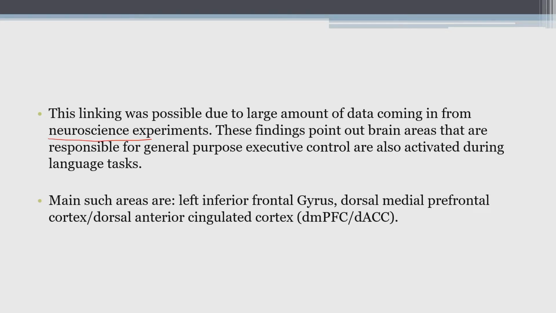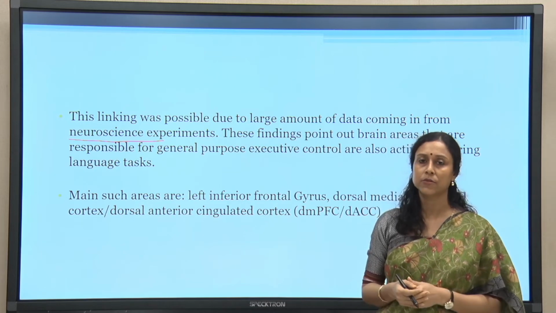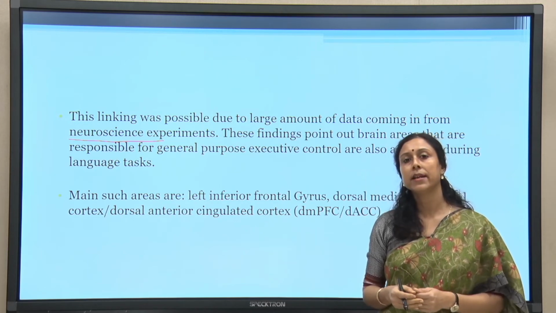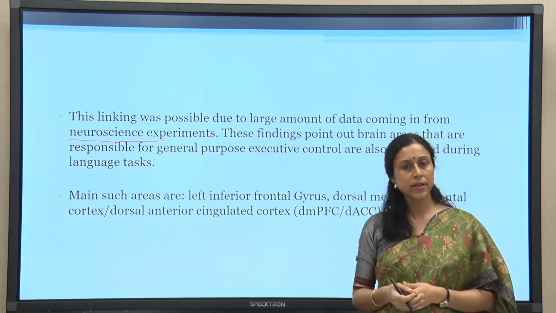The large number of data that we are referring to here come from neuroscience. These findings point out that brain areas that are responsible for general purpose executive control are also activated during language tasks. This is the fundamental thing. In terms of executive control mechanism, we have seen that there are certain brain areas, and we have talked about those brain areas. Those areas are responsible for general purpose cognitive control mechanism in human beings.